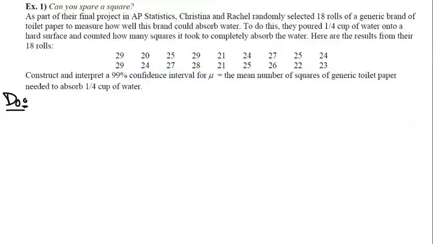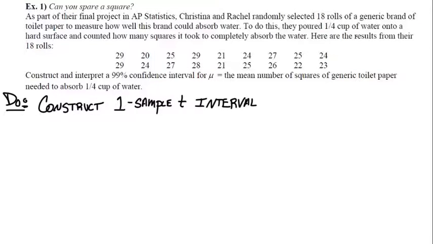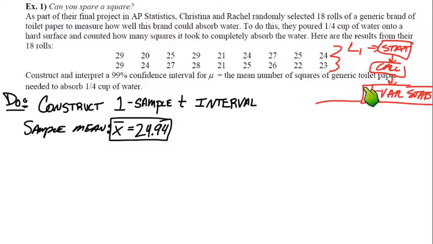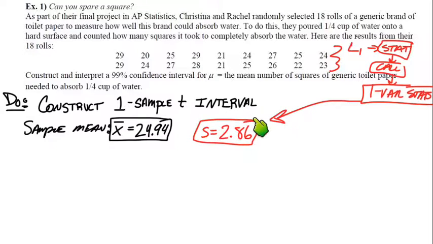Alright, it's time for the do step. So I need to clear that off, get some space here. Now it's time to actually construct our interval. So it's a one sample t interval. The sample mean would be 24.94. Now, do you have to add all those up in your calculator and divide by 18? You actually don't. If you remember, you can just throw all these guys in L1 and do stat calc 1 var stats, 1 variable stats. And it gives you all the summary statistics like the sample mean, and it gives you the other one, which is little s, the sample standard deviation.